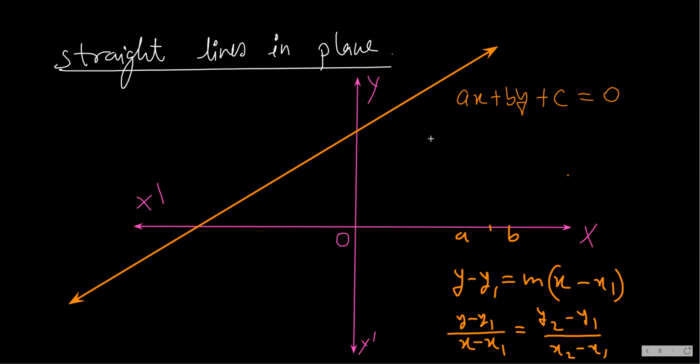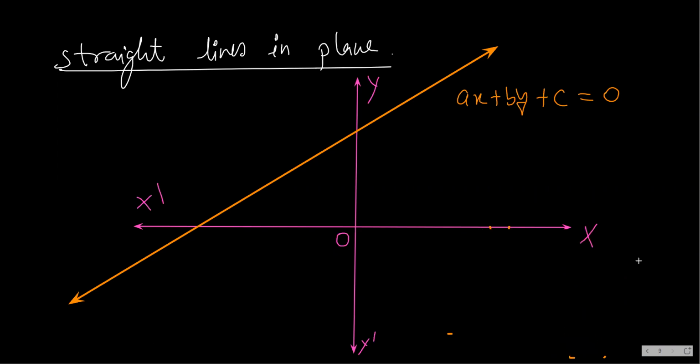The equation of a straight line in 2D is in general given by this form: ax plus by plus c equal to 0. Now, can you recall, when you had a point P(x1, y1) in the plane, and you wanted to get its perpendicular distance from this line?